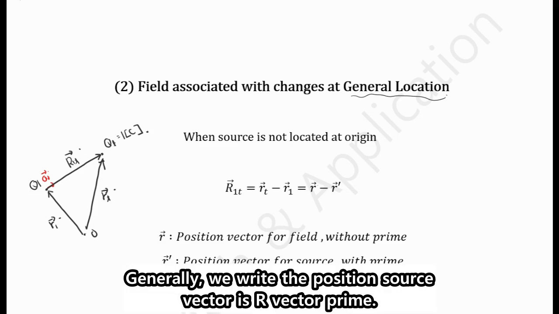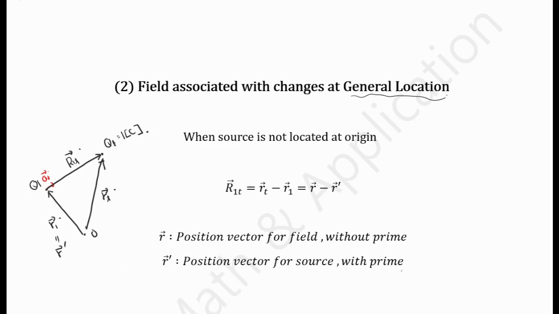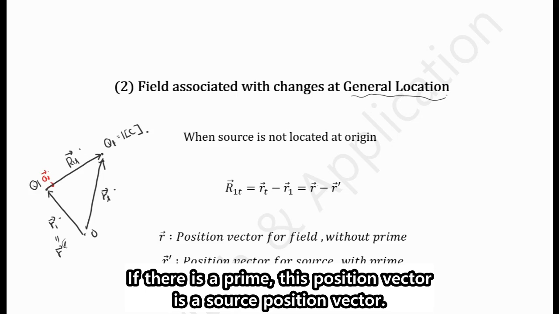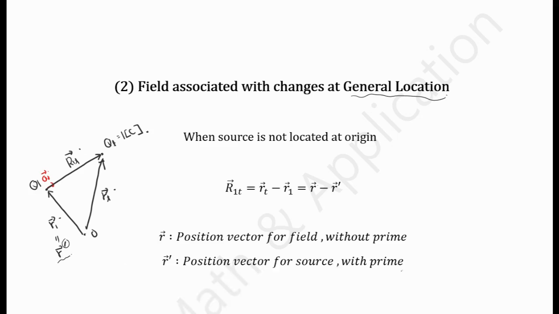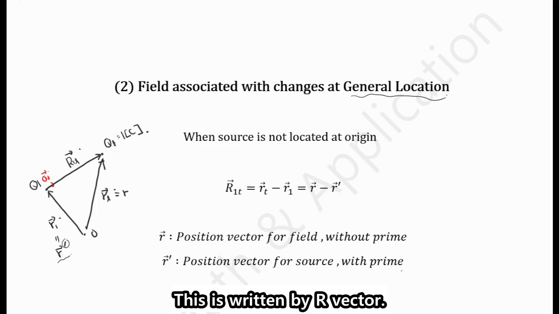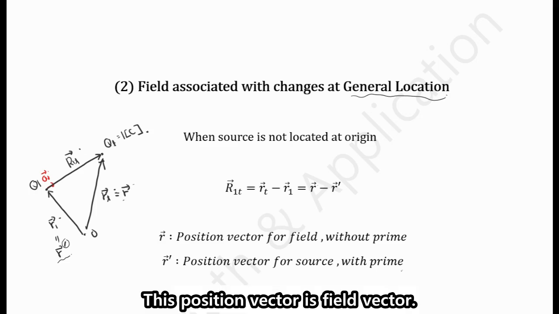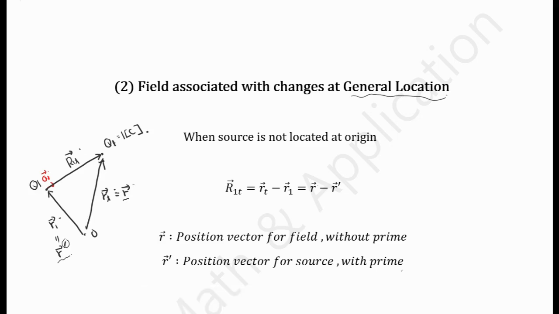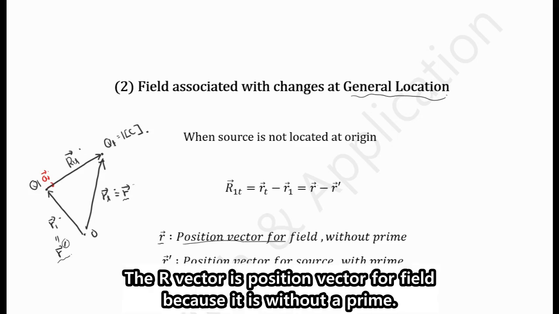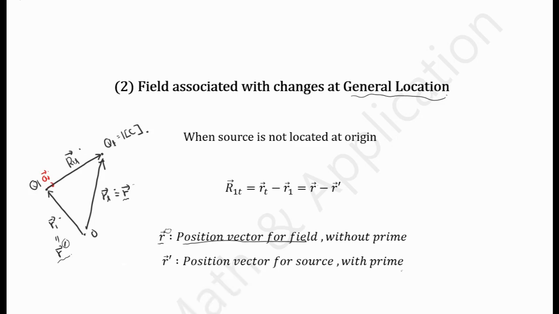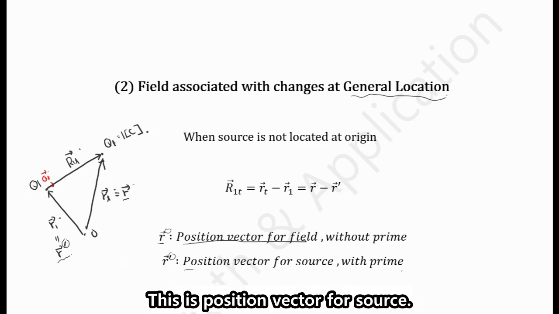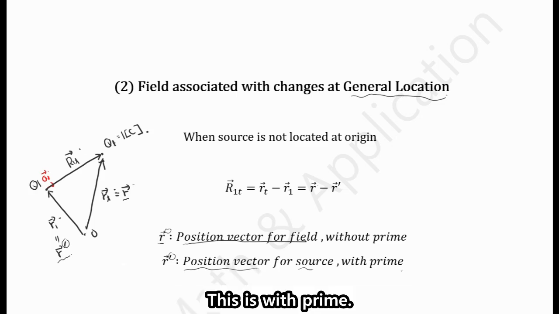Generally, we write the source position vector as r vector prime. If there is a prime, this position vector is a source position vector. The one written as r vector without a prime is the field position vector. The r vector is the position vector for the field because it is without a prime. Though there is a prime, this is the position vector for the source.